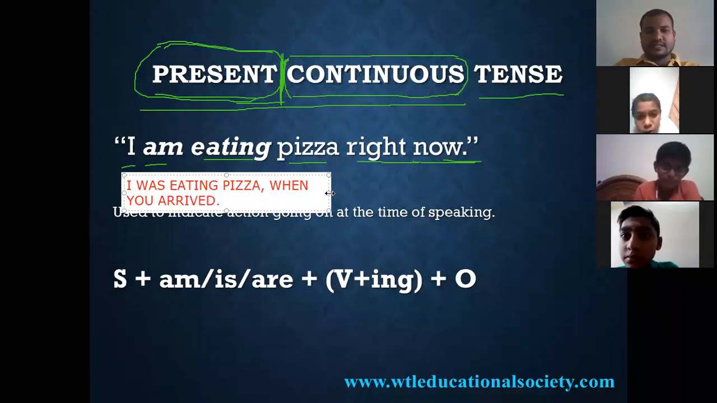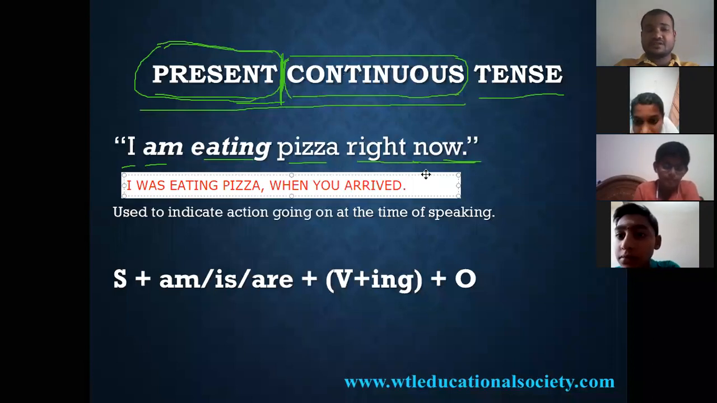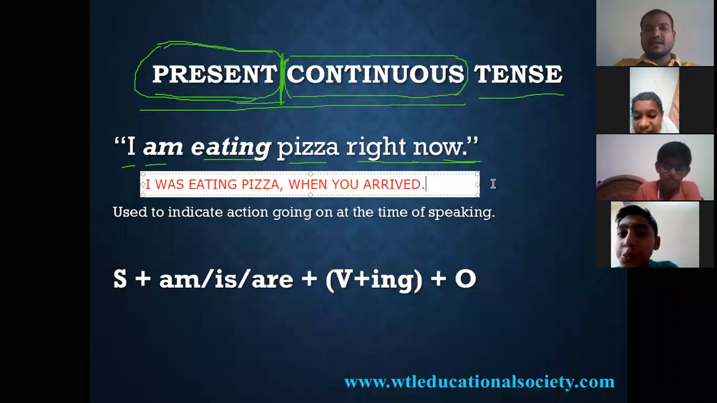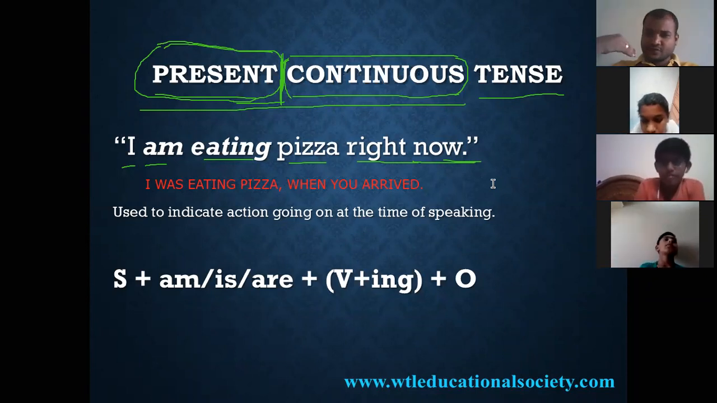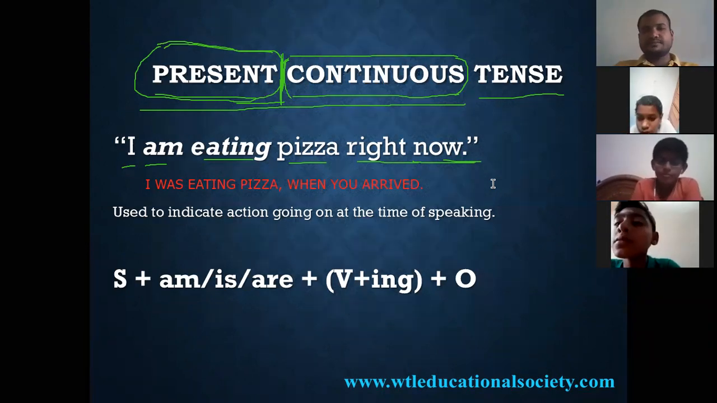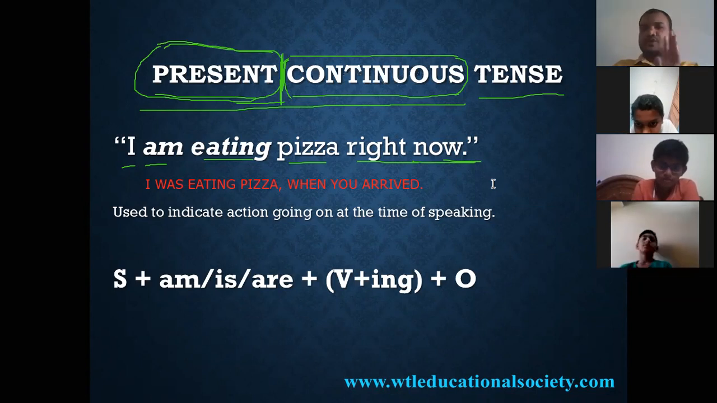How do we pronounce arrived, sir? Arrived. What is meant by arrived, sir? Arrived means reached. When you came to my house, I was eating pizza. Arrived means reach to another house. So simply we can understand that someone came to your house.